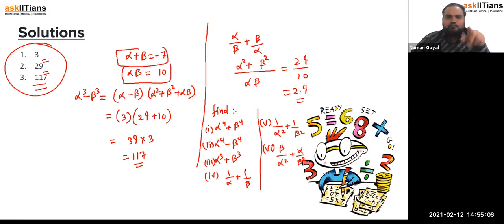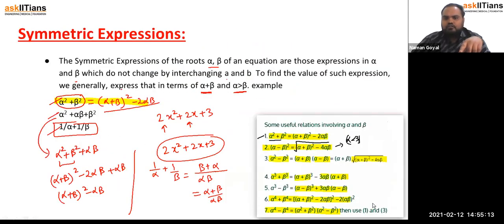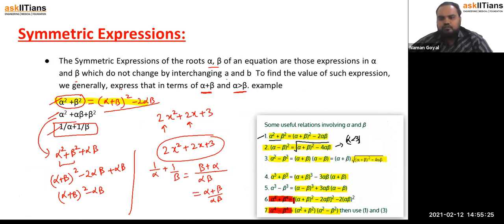For alpha power 4 and beta power 4, the formula is written here. You can use this concept. And for alpha power 4 minus beta power 4, you can use this. If I want to highlight, for this one you can use this, and for that one you can use this. Alpha power 4 plus beta power 4 is alpha plus beta whole square minus 2 alpha beta, whole square, minus 2 alpha beta whole square. You can use these formulas.